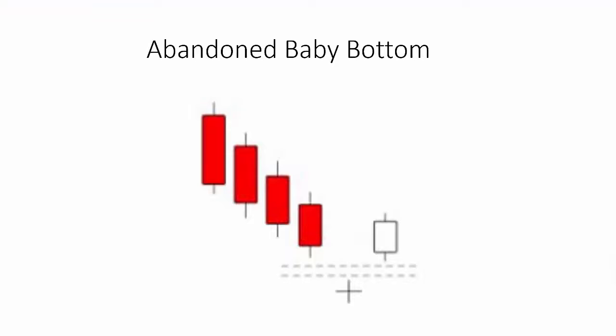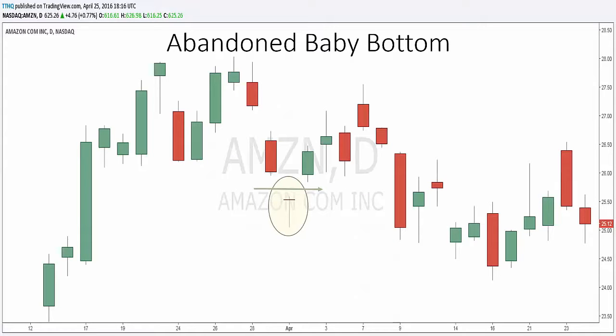In this video, we are going to look at the candlestick pattern known as the abandoned baby bottom. This is a rare reversal pattern that forms from a downtrend to an uptrend. It's really characterized by a gap, which is then followed by a doji, which is followed by another gap in the opposite direction. The shadow of the doji must complete the gap above or below the shadow of the first and the third day. So let's take a look at Amazon.